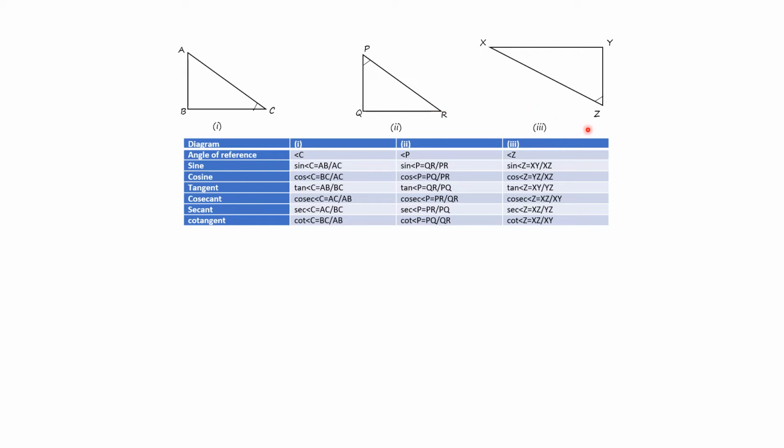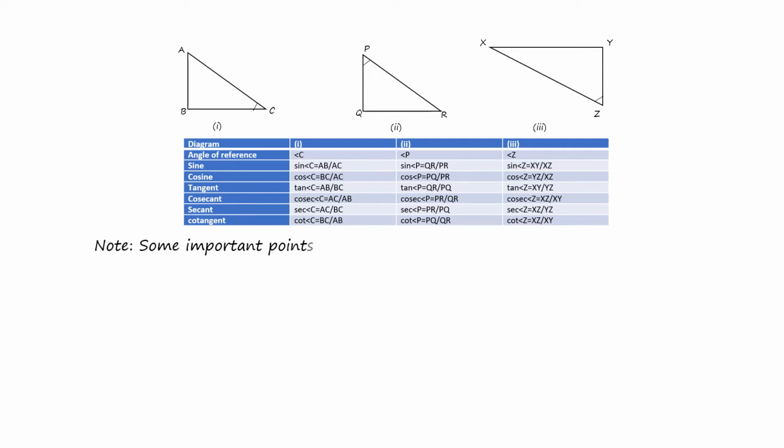Likewise, in diagram 3, if we take Z as the angle of reference, then sin Z is XY by XZ, cos Z equals YZ by XZ, tan Z is XY by YZ, cosec Z is XZ by XY, sec Z is XZ by YZ, and cot Z is YZ by XY.